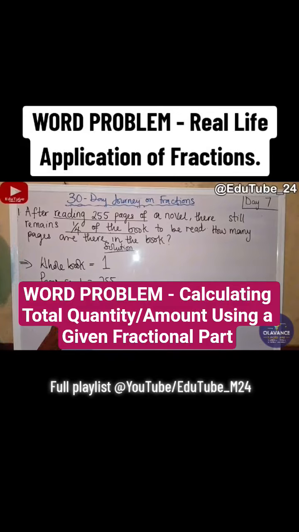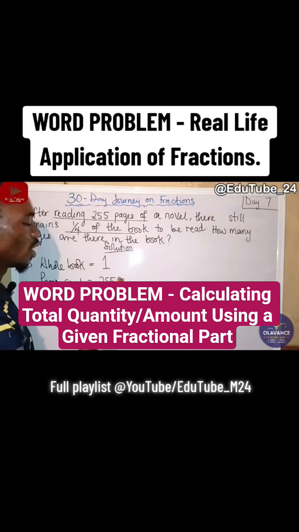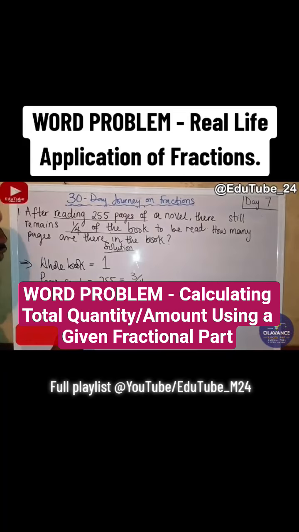And then this is the fraction unread, the fraction of the book unread, which is 1/4. Meaning that if 1/4 of the book is unread, definitely the number of pages read will be 3/4. So that means the part that is read is 3/4.